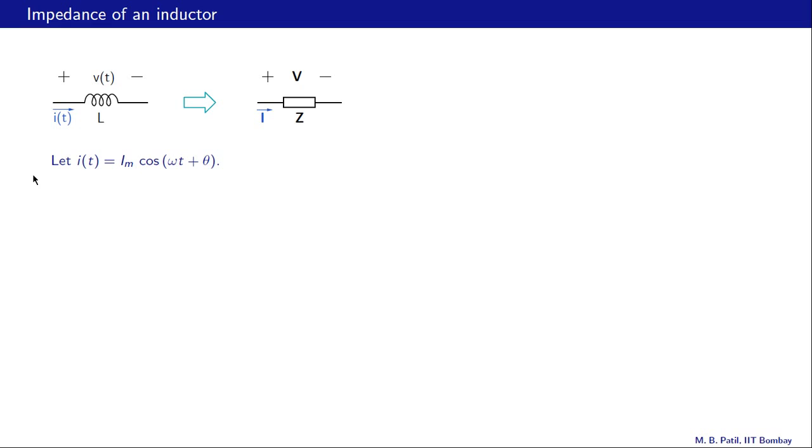Let us now repeat the process for an inductor. Let i of t be Im cos(omega t plus theta). Then we get v of t as L di/dt. We can differentiate i of t and get v of t equal to minus L omega Im times sine(omega t plus theta).